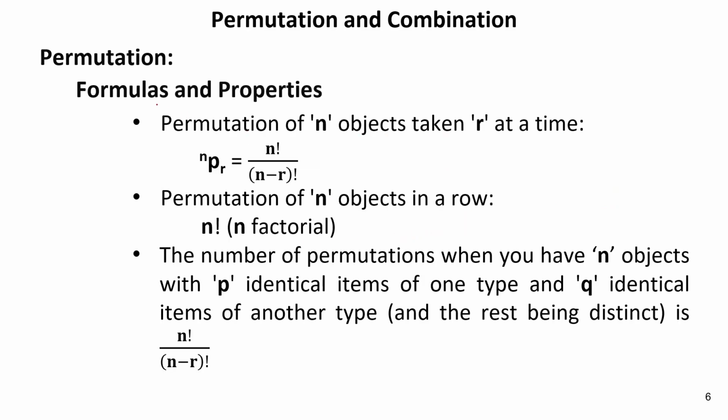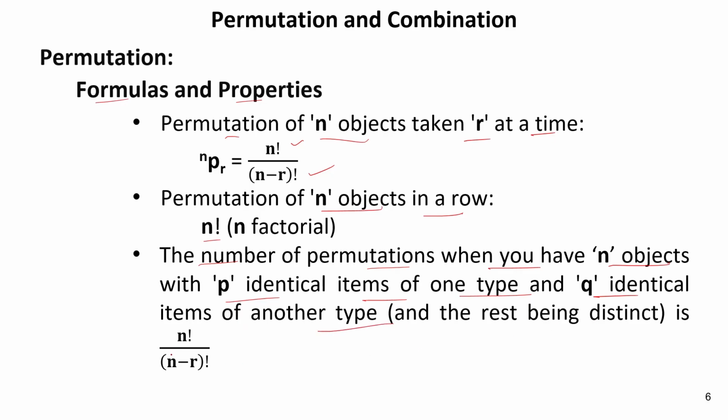So let's see the formulas and properties. Permutation of n objects taken r at a time: nPr is equal to n factorial by (n minus r) factorial. Permutation of n objects in a row is n factorial. Then the number of permutations when you have n objects with p identical items of one type and q identical items of another type.